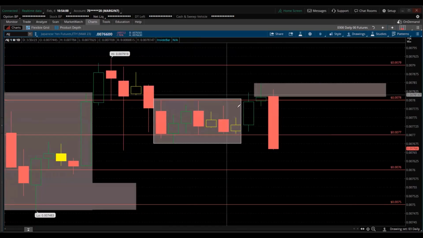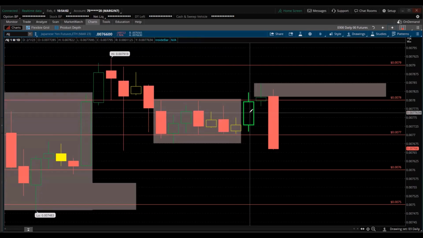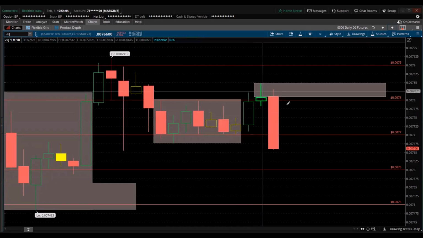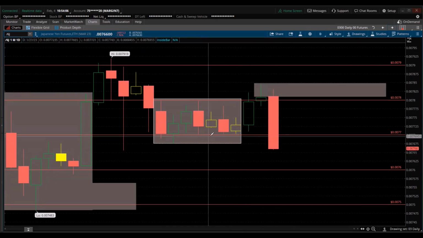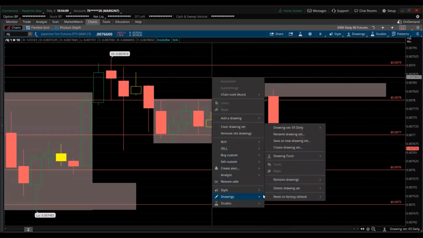Japanese yen on the daily chart. That was the Wednesday Federal Reserve interest rates, pumped it up, a huge smackdown reversal. Broke below that. Let's put this on a higher time frame.